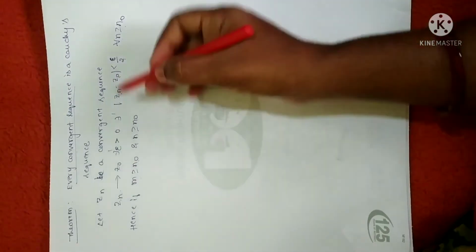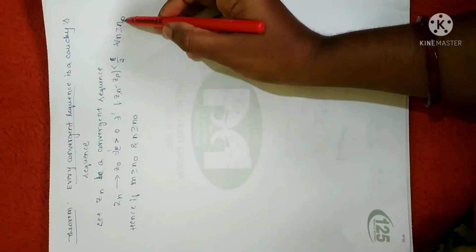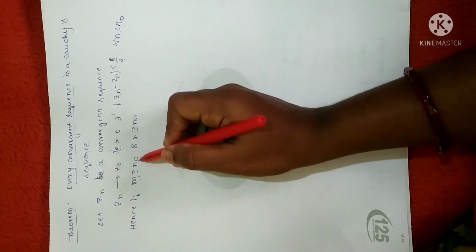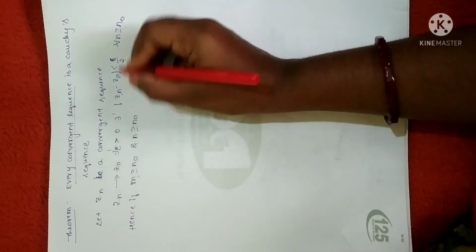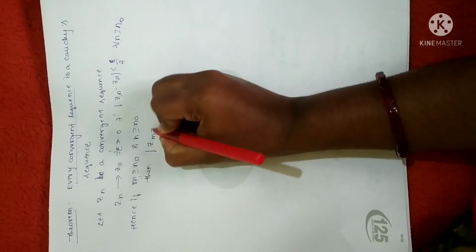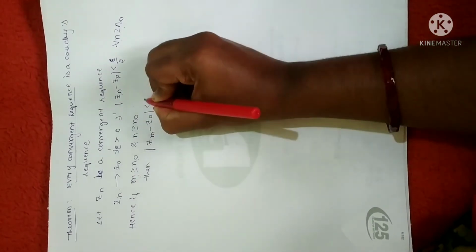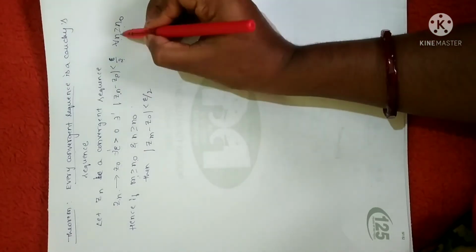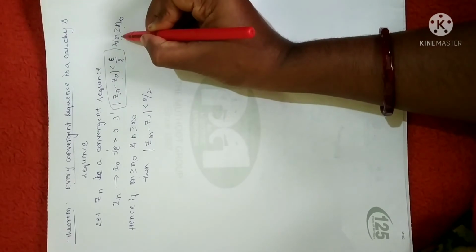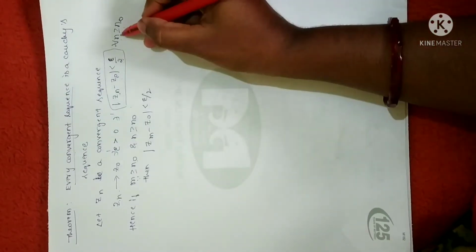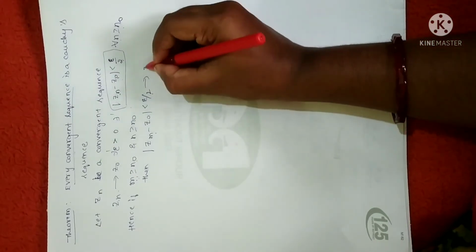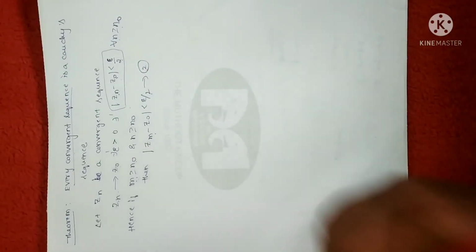Now if it holds for all n greater than or equal to n_0, let me take one more variable, say m, also greater than or equal to n_0. Then I can write magnitude of Z_m minus Z_0 is less than epsilon by 2. Why? Because for all n greater than n_0 this condition is true, and in place of n I have chosen m, so I replace n with m. Fine. Let me take this as equation 2.